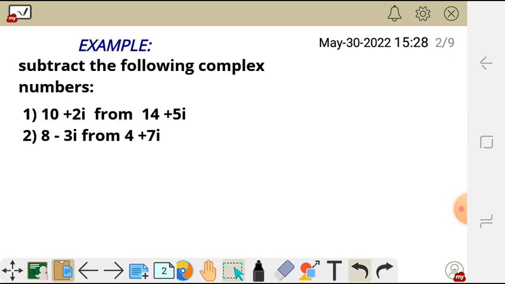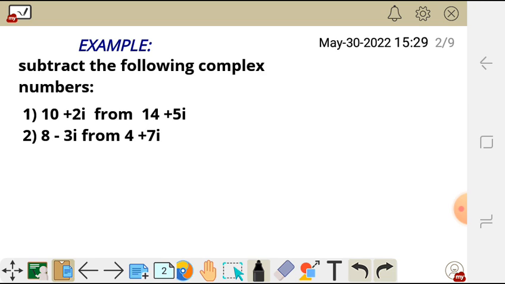So for example, if we have these complex numbers here, they're saying subtract the following complex numbers. So we have 10 plus 2i, subtracting it from 14 plus 5i. In number 2, we have 8 minus 3i from 4 plus 7i.